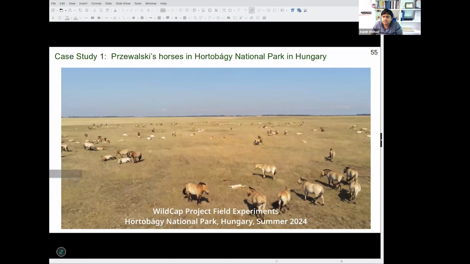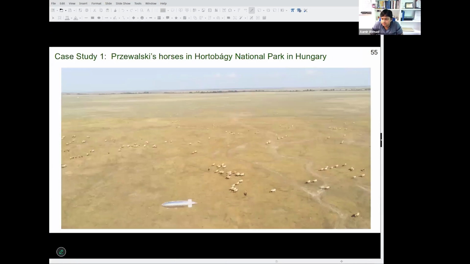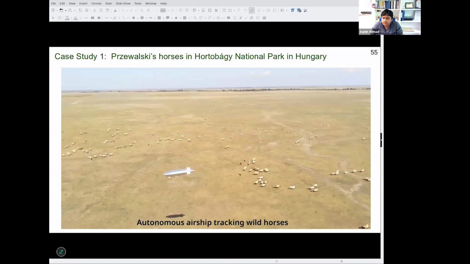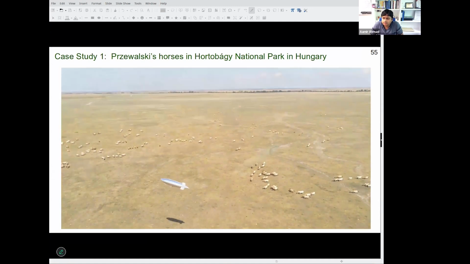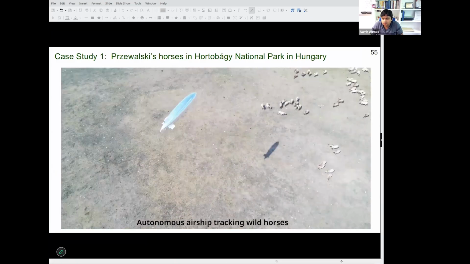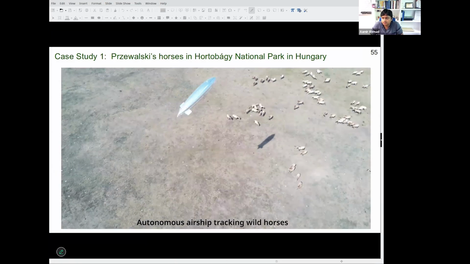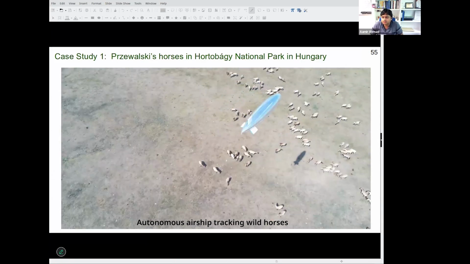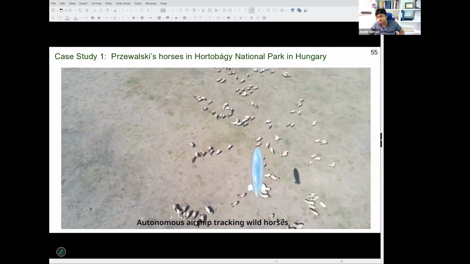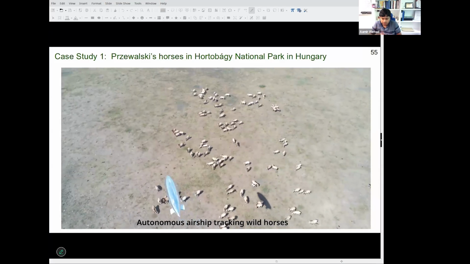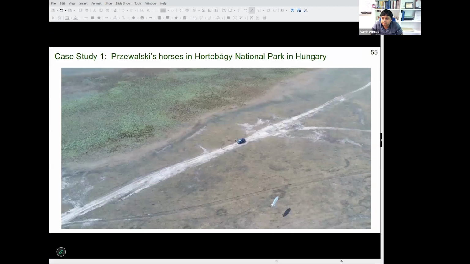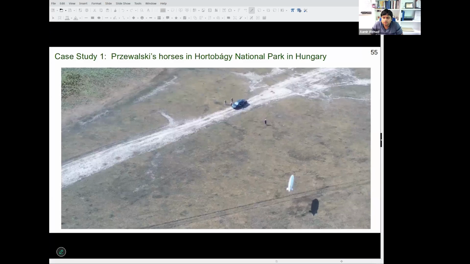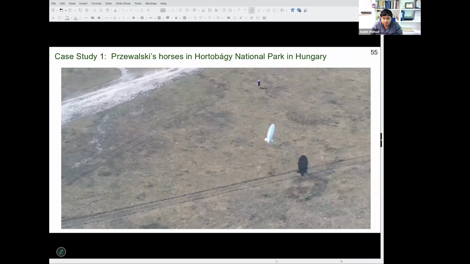So the first case study is basically with the Przewalski's horses. This is a video from Hortobágy National Park in Hungary, where we have deployed our airship in order to monitor wild horses. And again, what you see here is some of the solved problems that the airship can track and follow a single horse or at least a centroid of a horse formation. But we definitely cannot track multiple of these horses because they are not with salient features as zebras.